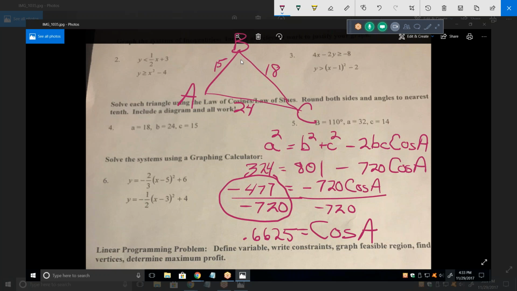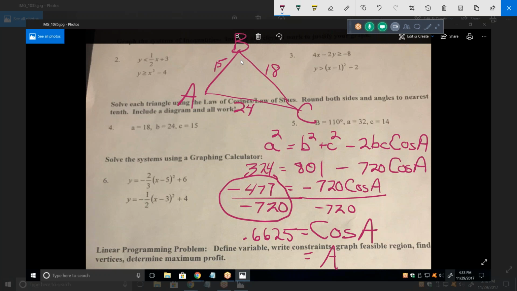Now, how do we solve for A? Do we do the negative? You put it into the negative cosine? It's not negative cosine, it's the inverse cosine. Inverse, or arc. There's two ways to talk about it: the arc cosine or the inverse cosine. So what's the inverse cosine of that number?